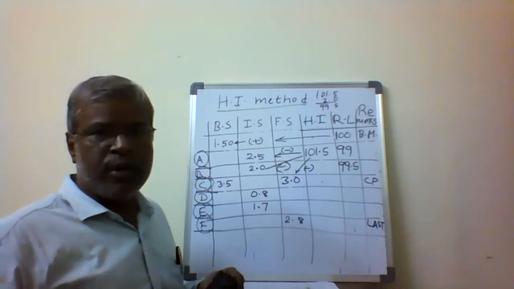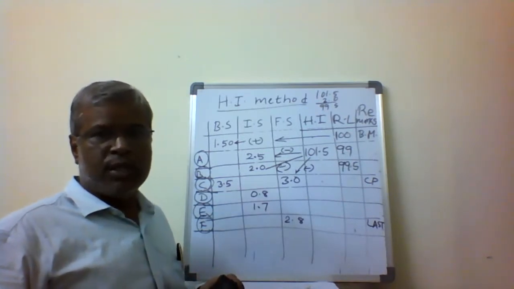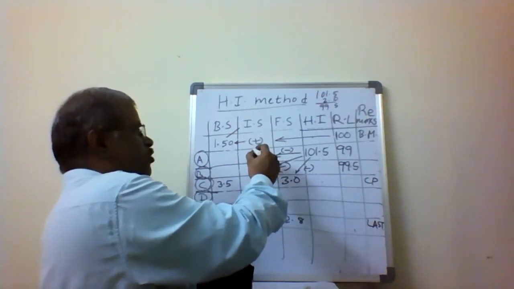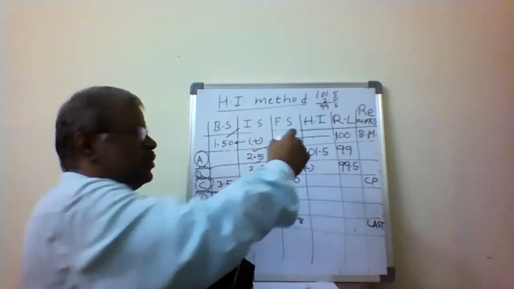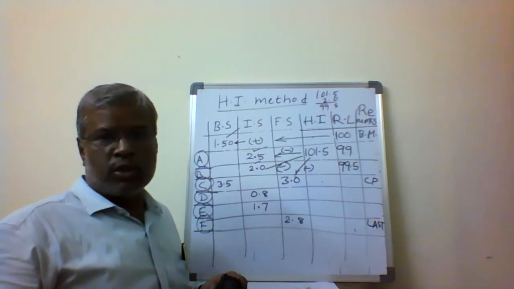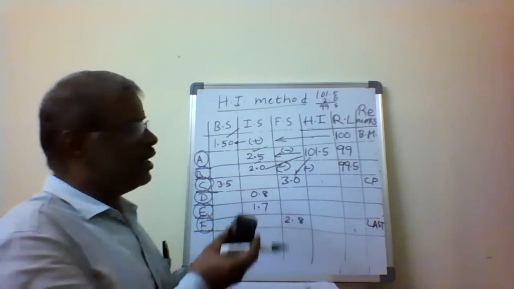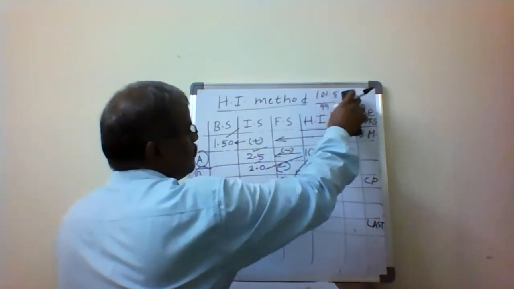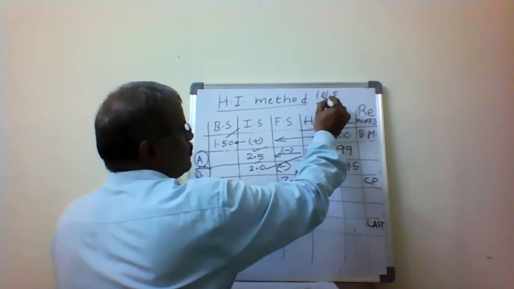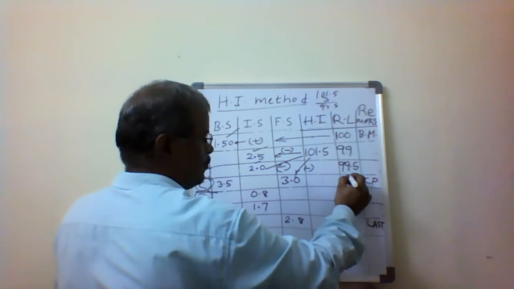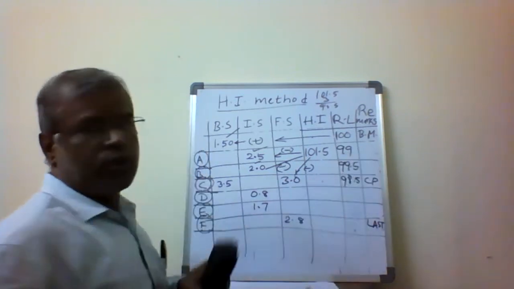The foresight also is taken from the same setup of the instrument. So 1.5, 1.5, 2.5 and 3.0. That's why from the height of the instrument, only once I have one height of the instrument, from that we are going to subtract the intermediate sight and foresight. 101.5 minus 3, so 98.5 is there.